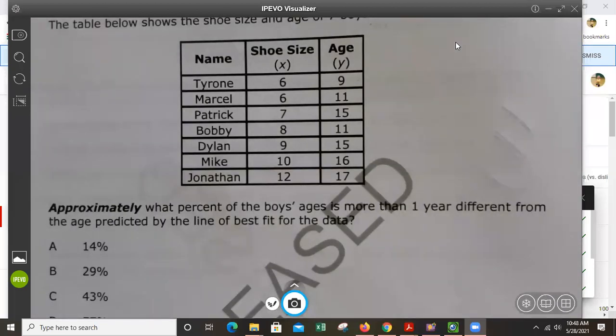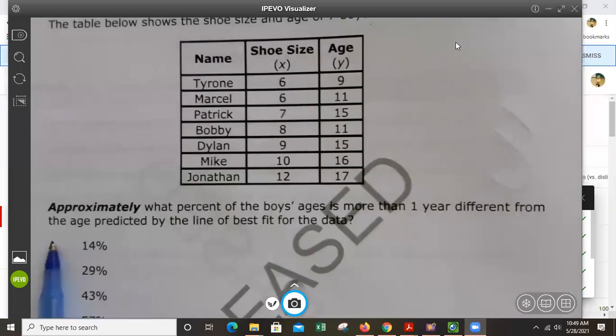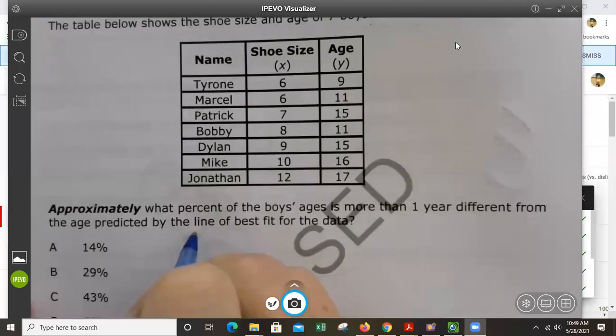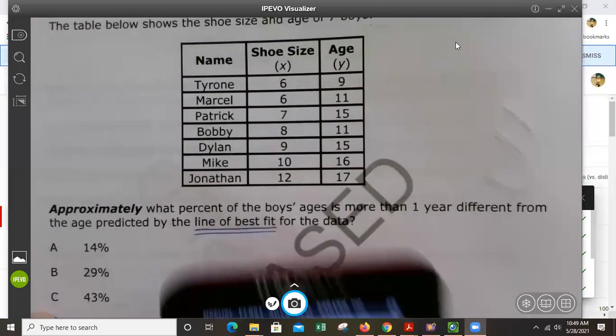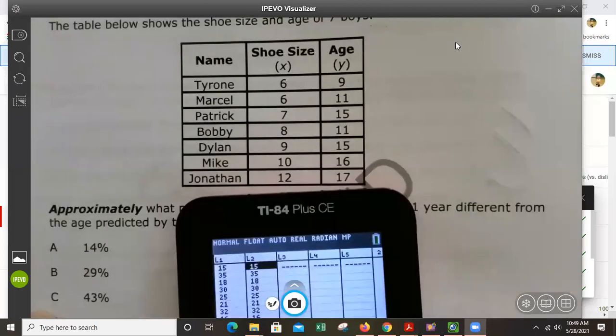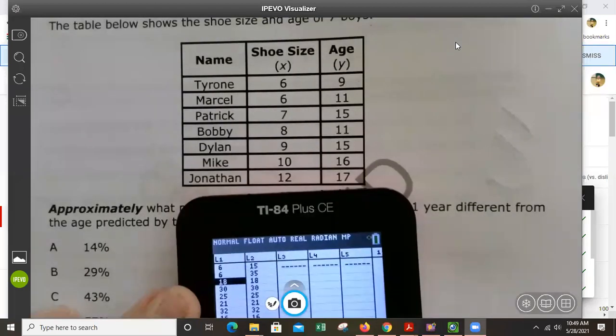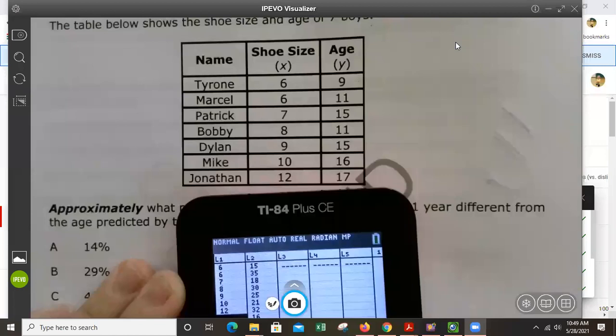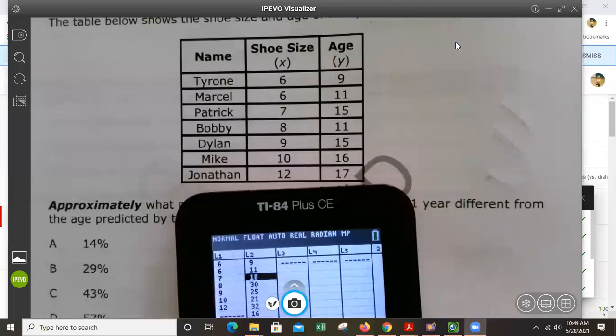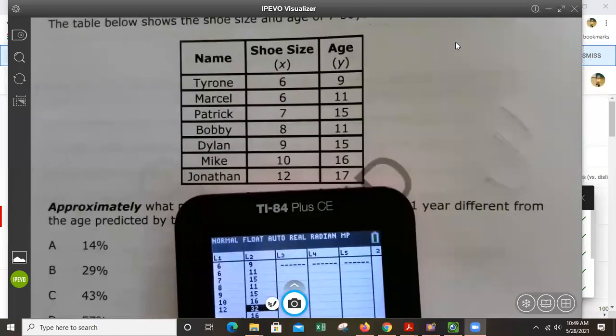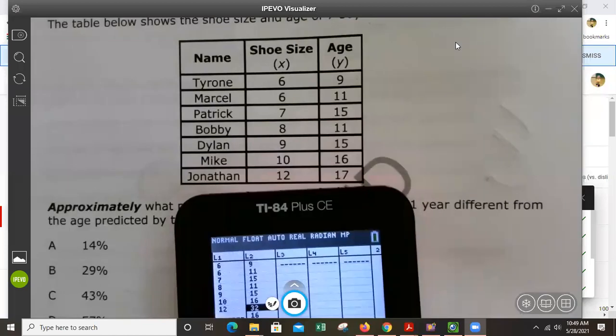So the table shows the shoe size and age of 7 boys. Approximately what percent of the boys' ages is more than 1 year different from the age predicted by the line of best fit? So the first thing you need to do is find the line of best fit. So that's stat. 6, 6, 7, 8, 9, 10, 12. 9, 11, 15, 11, 15, 16, 17, and delete the rest of them. All right, stat, calc, linear regression.